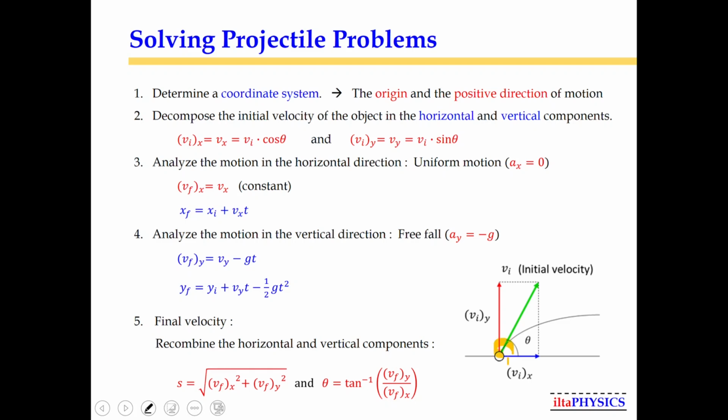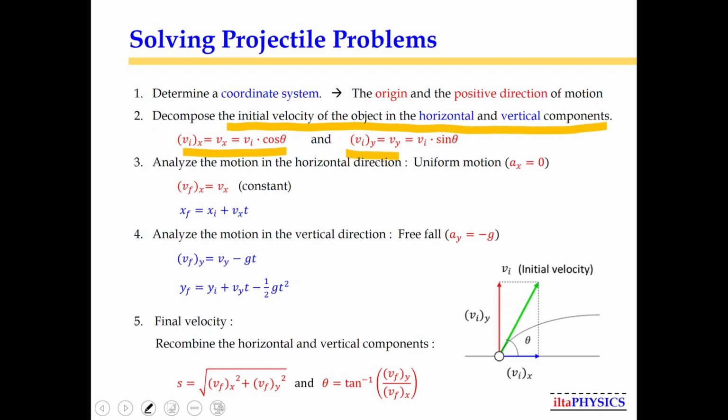Since we are going to analyze the motion separately along the x-axis and y-axis, we'll set the positive x direction to the right and the positive y direction upward as the positive directions for this projectile motion, just like in a standard coordinate system. Next, in the second step, we'll use the initial velocity and some basic trigonometry to find the velocity components along the x and y directions.